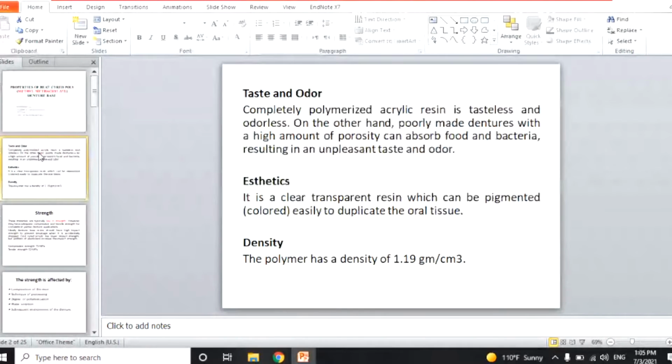About the aesthetic, it's clear and transparent. You can pigment it as you like. About the density, it's about 1.19 gram per centimeter cubed.